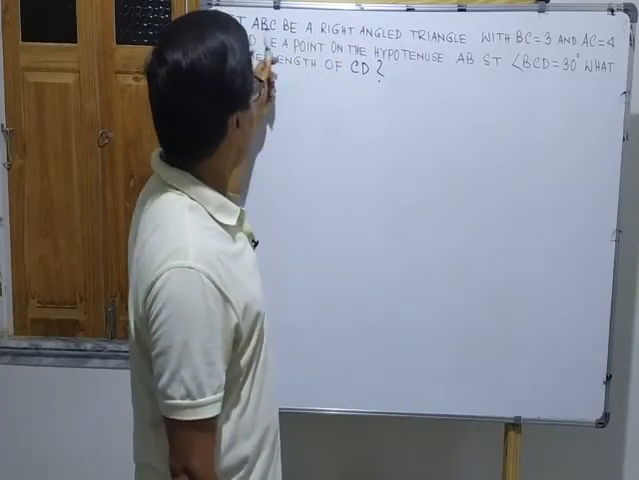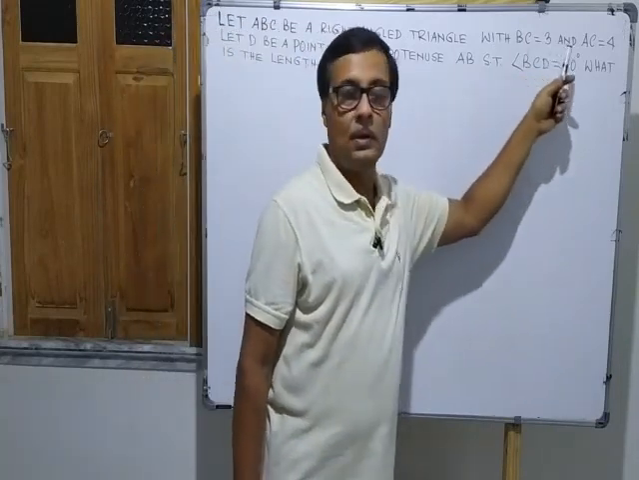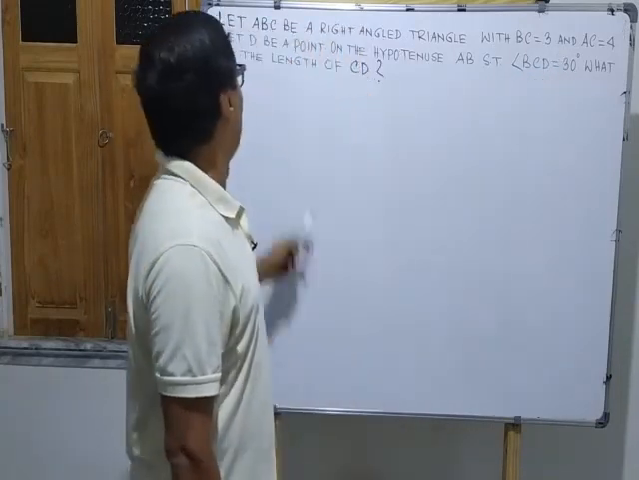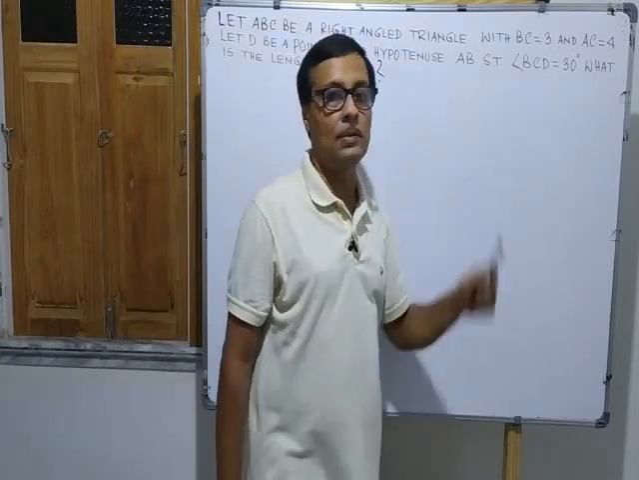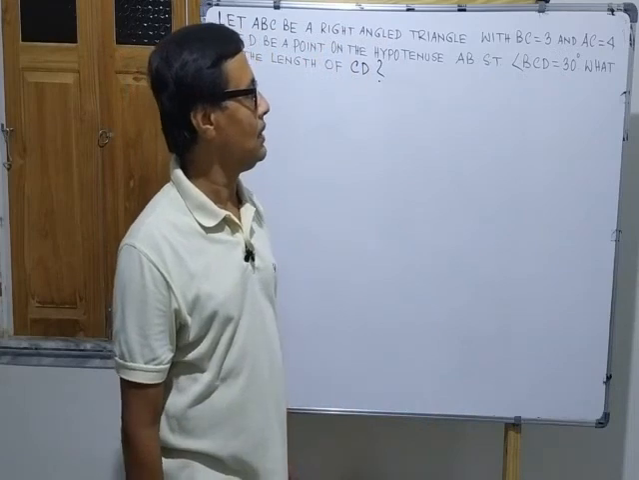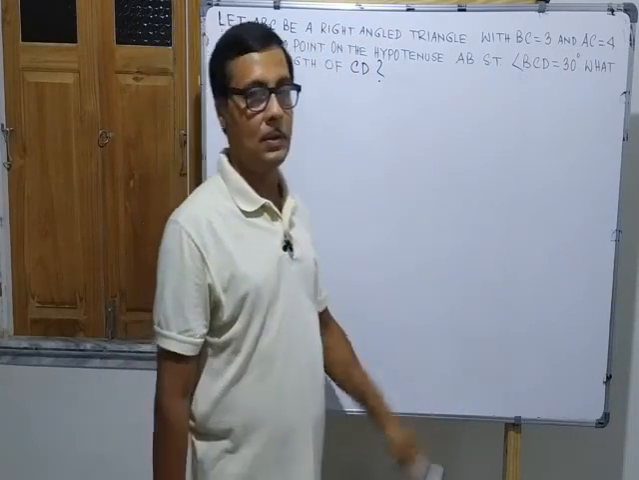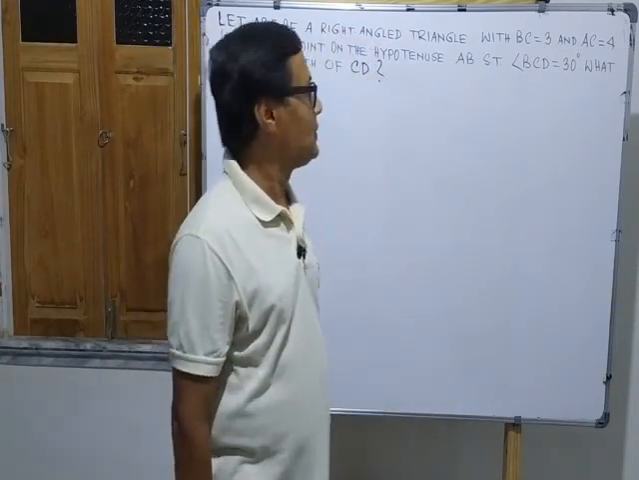Here, let ABC be a right angle triangle with BC equal to 3 and AC equal to 4. Let D be a point on the hypotenuse AB such that angle BCD equal to 30 degrees. What is the length of CD? We have to find the length of CD.